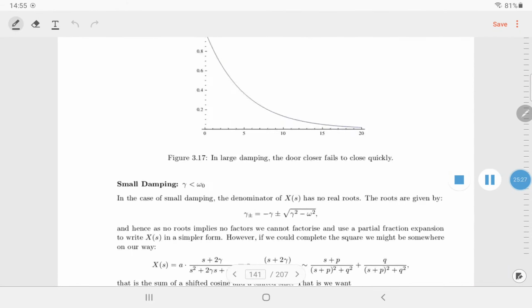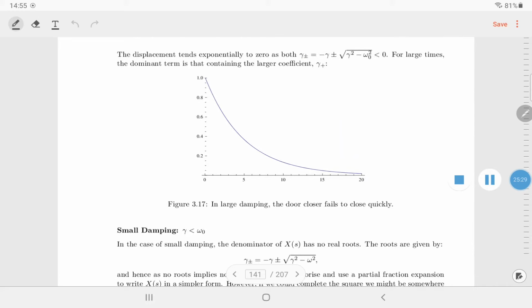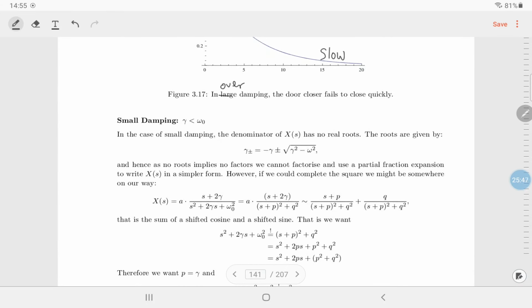The first possibility, so this is large damping, this should really say overdamping. So you see the period, this is the fast bit, and then the slow bit. And the door closer fails to close quickly. Well, I would say it actually does close quickly, but fast at the start and then slow. So the second possibility is small damping or underdamping. So what happens here is that the door is basically being pulled by the spring, but the damping isn't enough to stop the door before it slams.